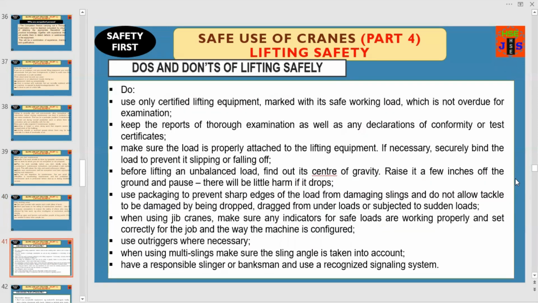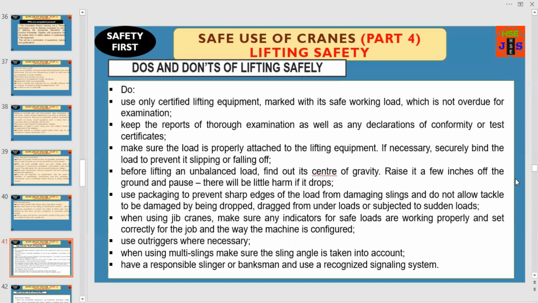I'm going to summarize lifting safety fourth session, safe use of cranes. You can make a checklist, what you have to do and what you should never do. Use only certified lifting equipment marked with its safe working load, which is not overdue for examination or inspection. Keep the reports of thorough examination as well as any declarations of conformity or test certificates.